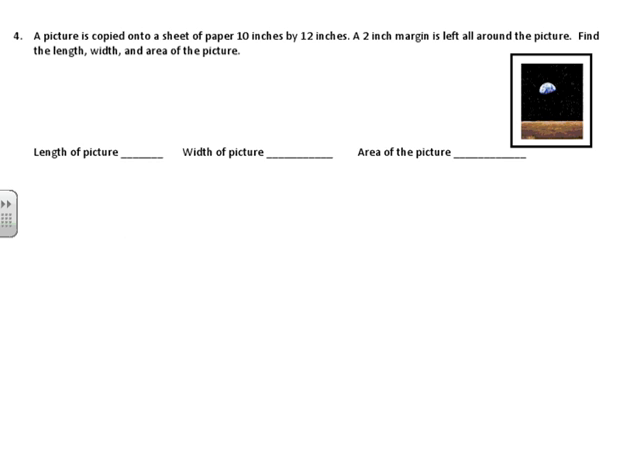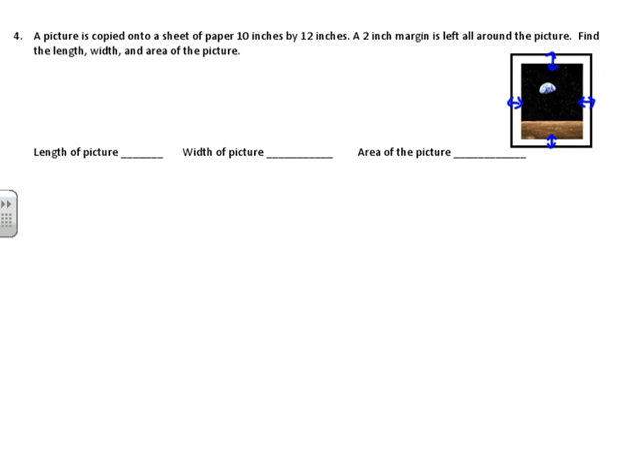Okay, part 4. A picture is copied onto a sheet of paper 10 inches by 12 inches. A 2-inch margin is left all around the picture. Find the length, the width, and the area. A lot of people weren't taking into account that it's 2 inches on all of your sides.